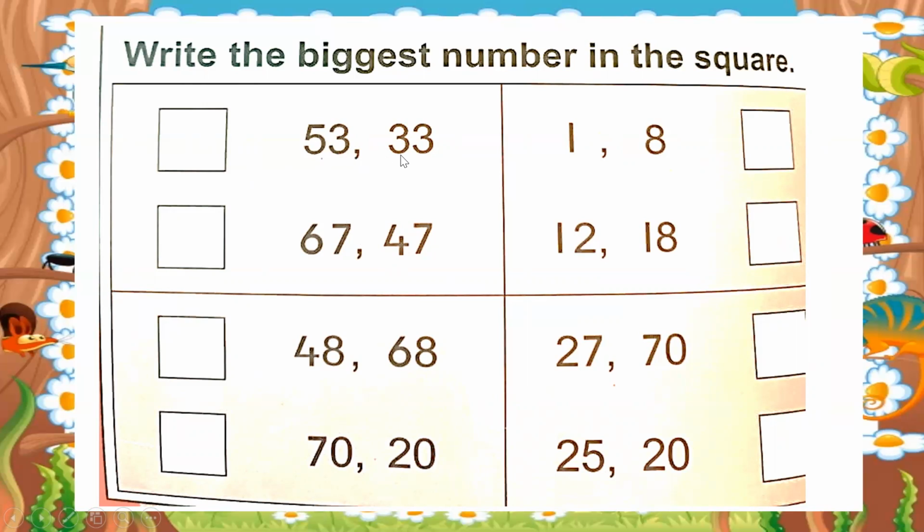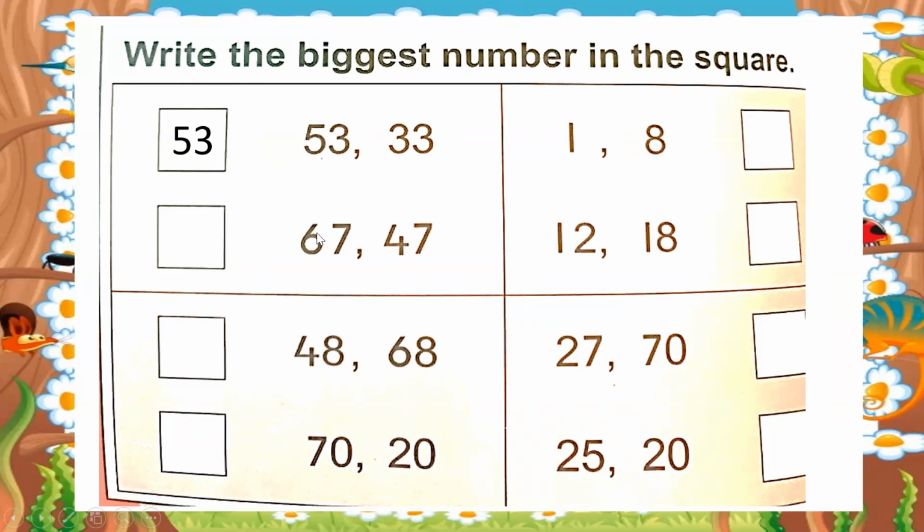Look at the tens. 3 here and 5 here. 3 is small, so 33 is the small number. While 5 is big, so 53 is the big number. So we take 53 and write it down in a square. 53 is a big number, okay? So between 53 and 33, the number 53 is the biggest number. We write it in the square.